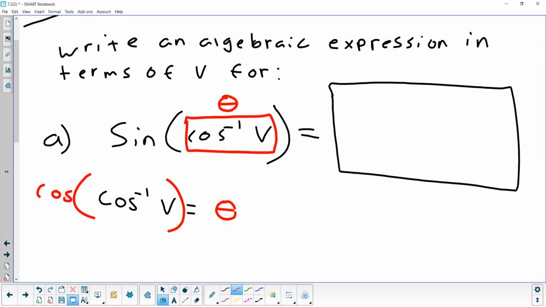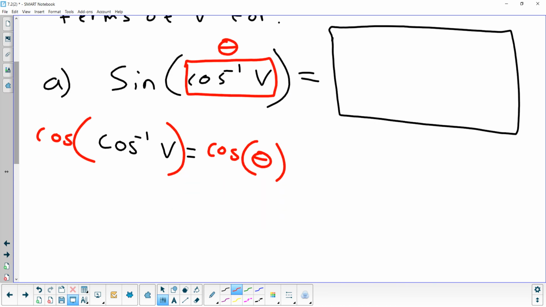And I should have left a little space. Let's do the same thing here. Again, there's no multiplication there at all. We're taking the theta, and we're plugging it into the cosine function. Now, when you do that on the left, it's going to cancel. Cosine and inverse cosine will cancel each other out. Now, we have this: the cosine of theta equals v.